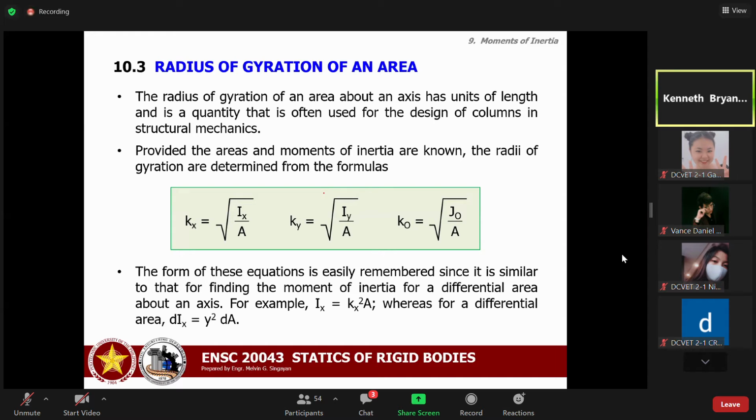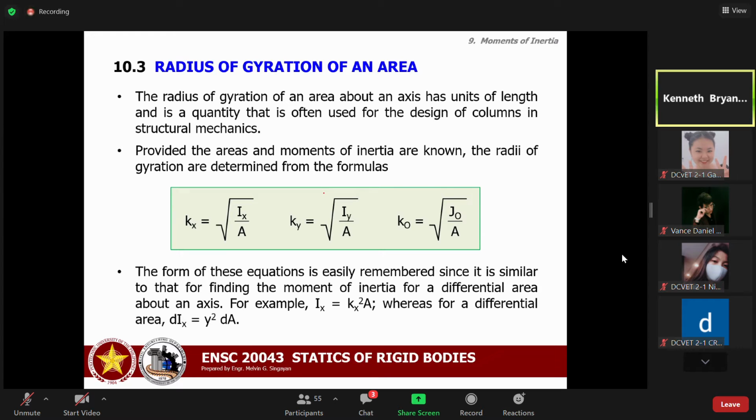Then the radius of gyration will be used when it comes to design. Okay, so sabi nga niya, in the design of columns, because the radius of gyration has an effect on columns. So you cannot understand it now, okay, but soon. Okay, I know may encounter nyo din yung radius of gyration.